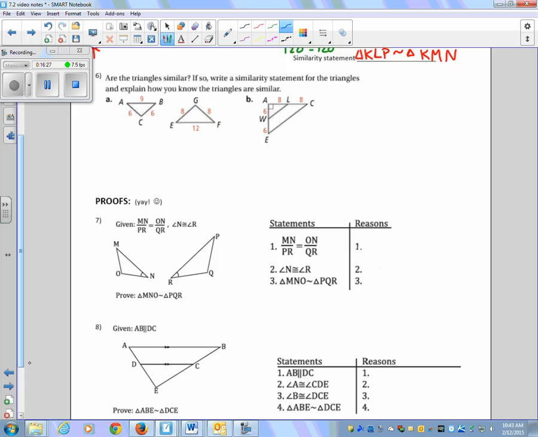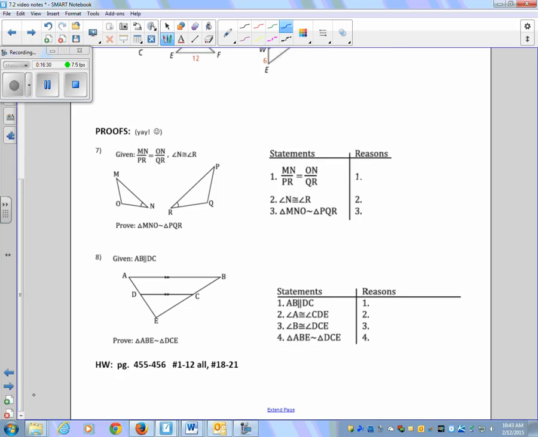Another really common use of similar triangles would be a diagram like this one, where you have a segment drawn parallel to one of the sides. Remember, when we have parallel lines, we can look for congruent angles, because parallel lines have alternate interior angles congruent, corresponding angles congruent, alternate exterior angles congruent. So all of those things can be indications of congruent angles if we have parallel lines.